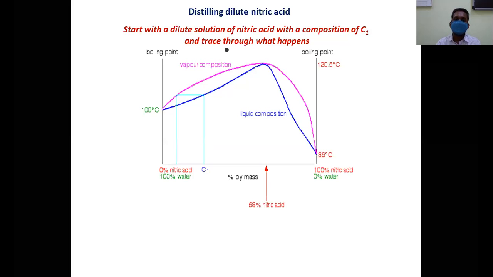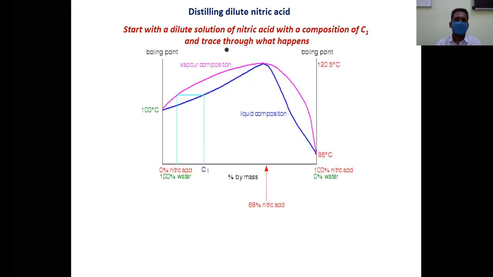Now let us consider a solution of composition C1. Where is that C1? That is nearer to 100% water. That means the content of nitric acid is less. It's a very dilute solution of nitric acid. Anyways, what is the boiling point of nitric acid? 86 degrees Celsius. What is the boiling point of water? 100 degrees Celsius. So basically, what have we learnt in our lower classes about distillation?